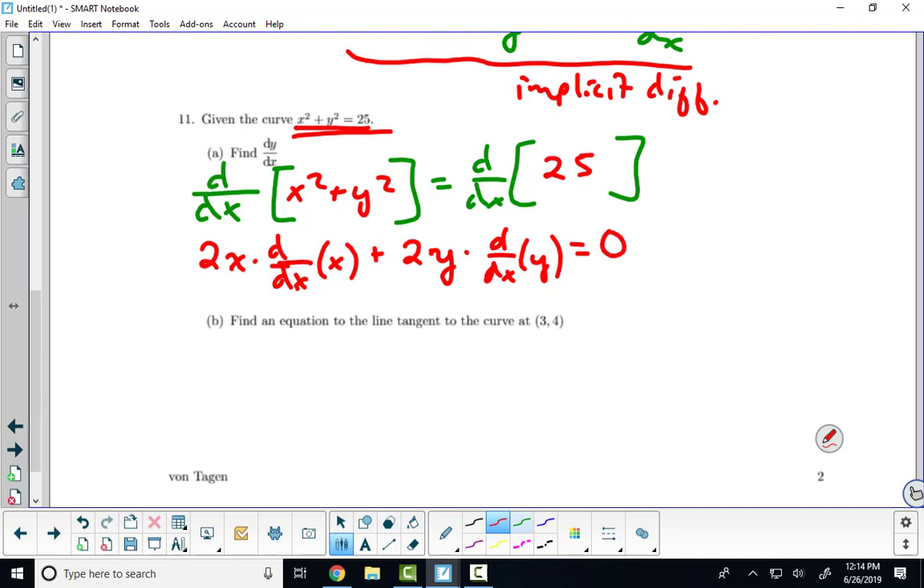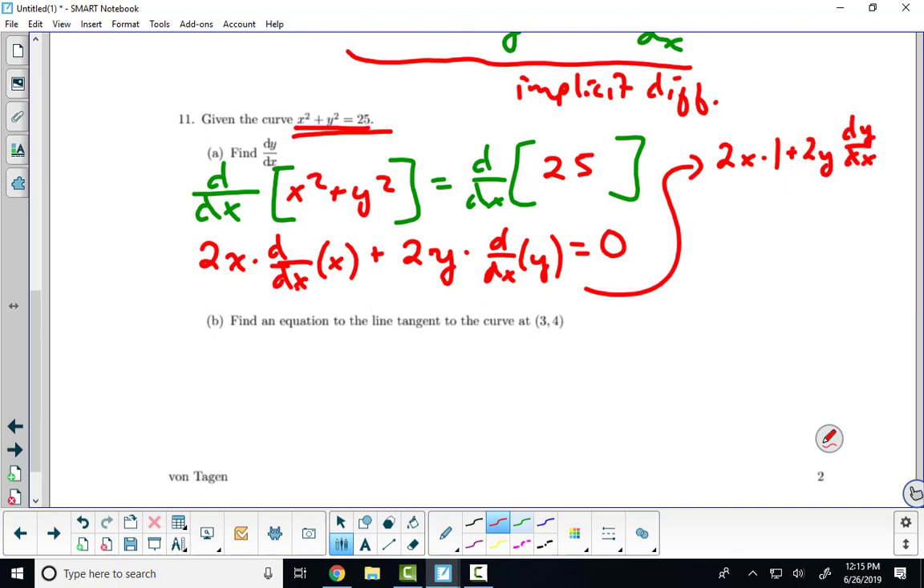Okay, let's clean this up. This gives us 2x times 1. Where's that times 1 coming from? Where'd that times 1 come from? It's in front, like the derivative. What's the derivative of x? 1. Good. Plus 2y, and then I'm just going to leave this as dy/dx.